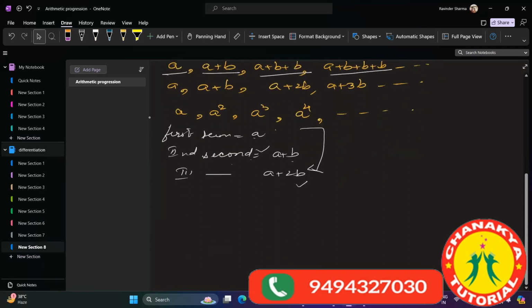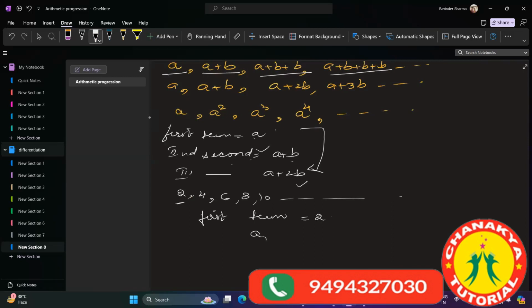So basically a sequence is an arrangement of numbers in a definite order according to some rule. Clear? Suppose you have a sequence like this, I'm writing multiples of 2: 2, 4, 6, 8, 10. So this is your first term, and the first term is equal to 2. You will represent the first term like a1 is equal to 2. Then the second term will be 4, the third term will be 6, and then the fourth term will be 8.